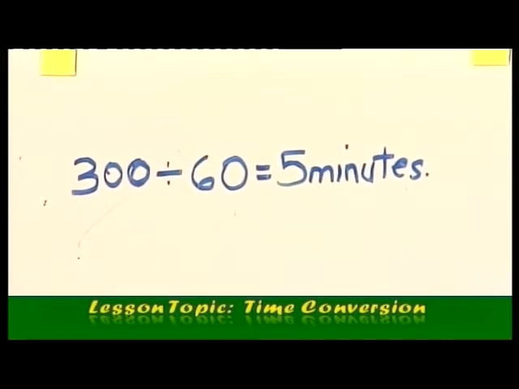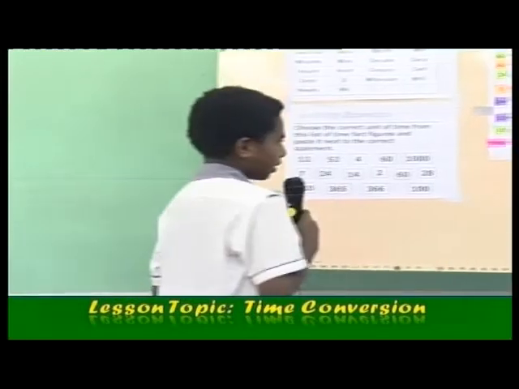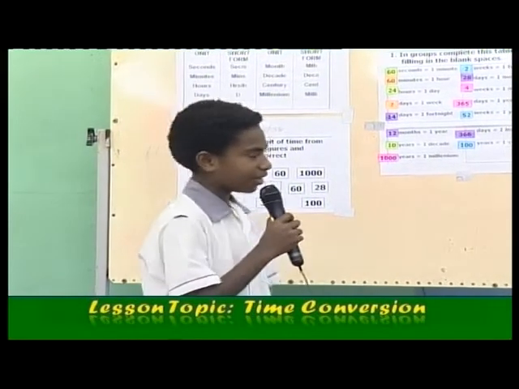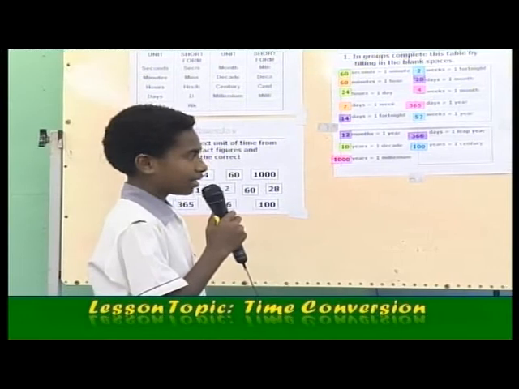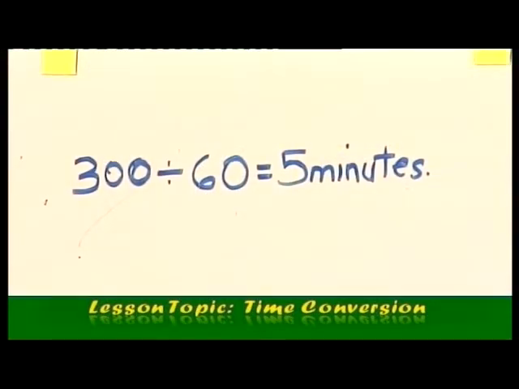Okay, thank you, Jordan. Can you explain to the class why you came up with that working out? Class, we should be listening now and looking to see the figures that he has used. 60 minutes equals to 1 second, so I divided 300 by 60 seconds and I got my answer, 5 minutes.